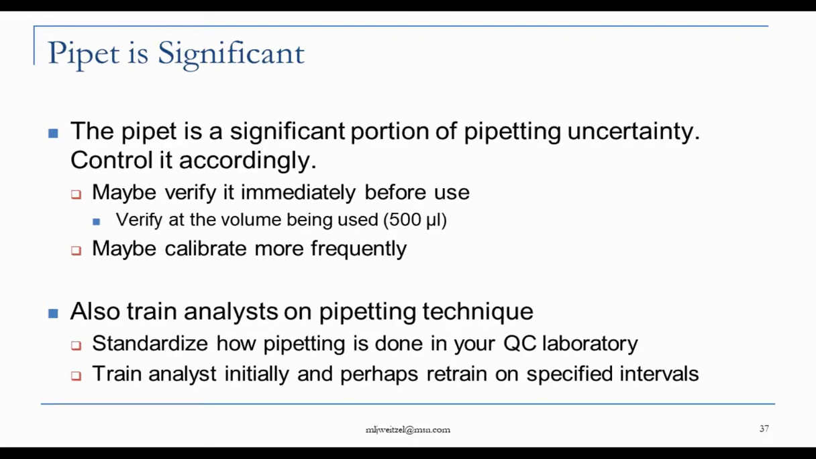So maybe you want to verify it immediately before use, or maybe you want to calibrate it more frequently. Maybe you also want to train the analysts on pipetting techniques, and there are a lot of courses on that, and the pipetting providers give these courses. So that will help you standardize how pipetting is done, and you can train the analyst initially and perhaps retrain at specified intervals. So this is an example of where the training on the pipetting would be an analytical control strategy to control that pipette, which is a significant part of the pipetting uncertainty.